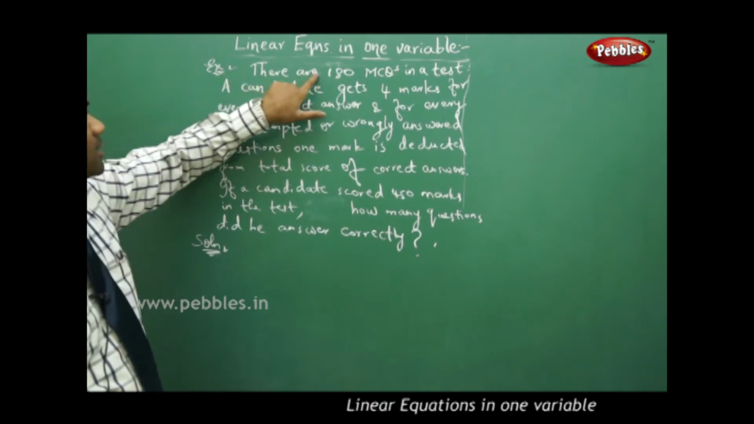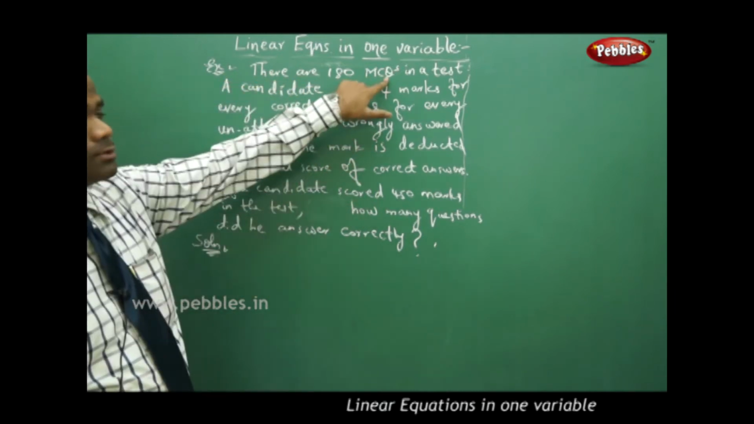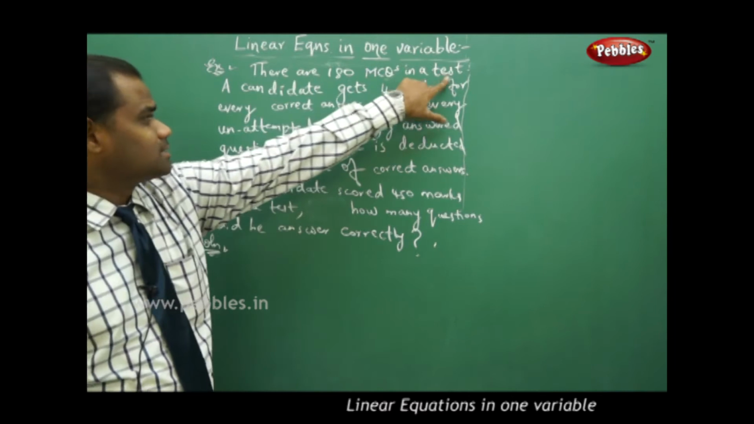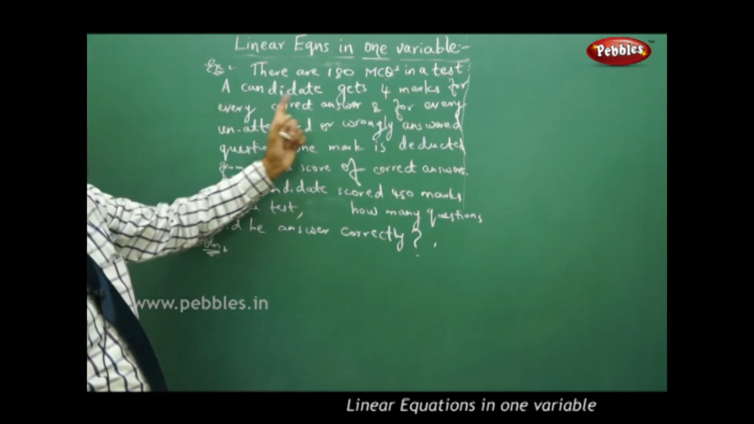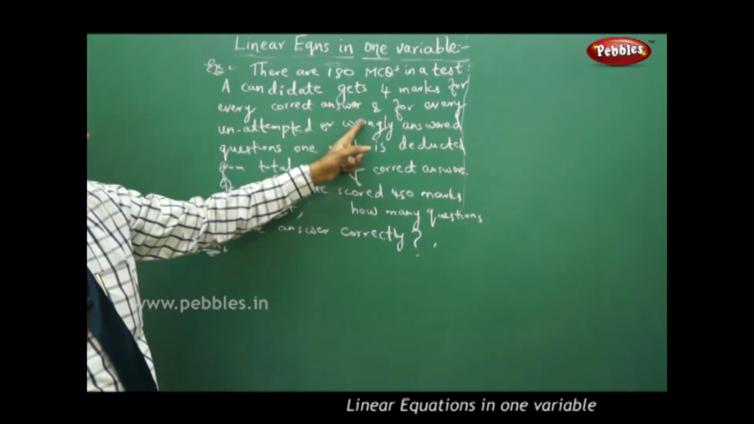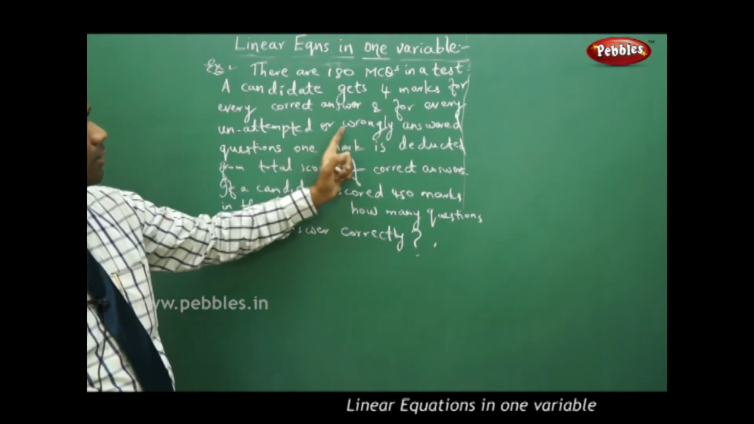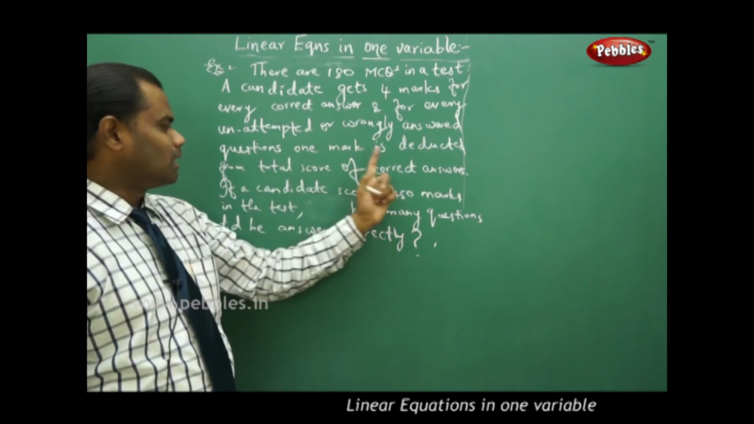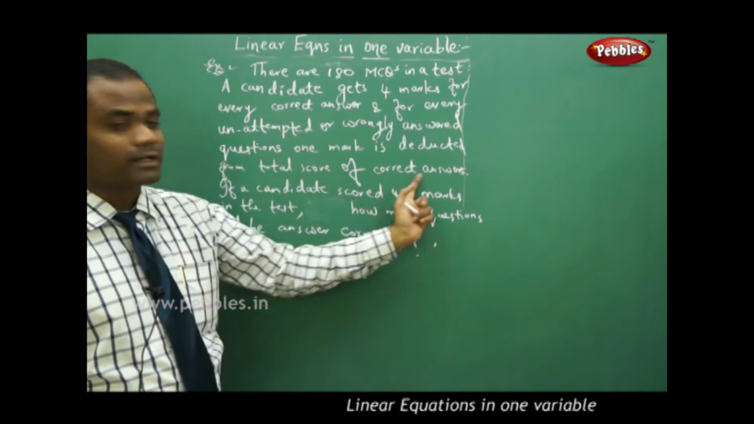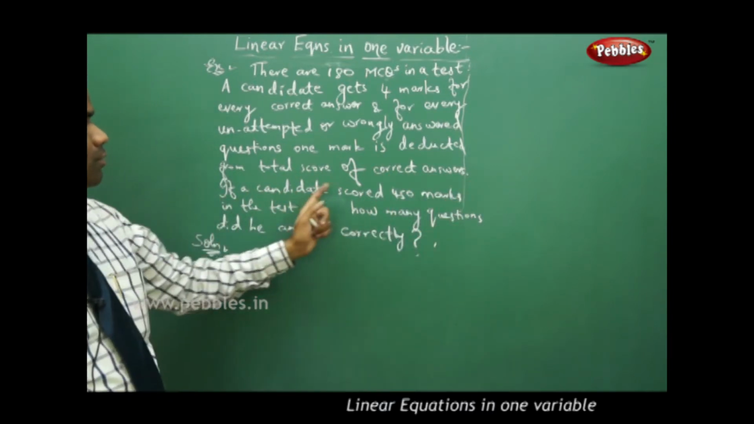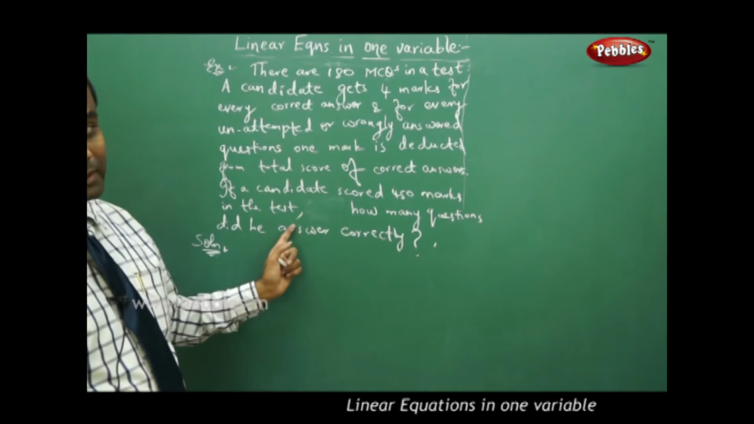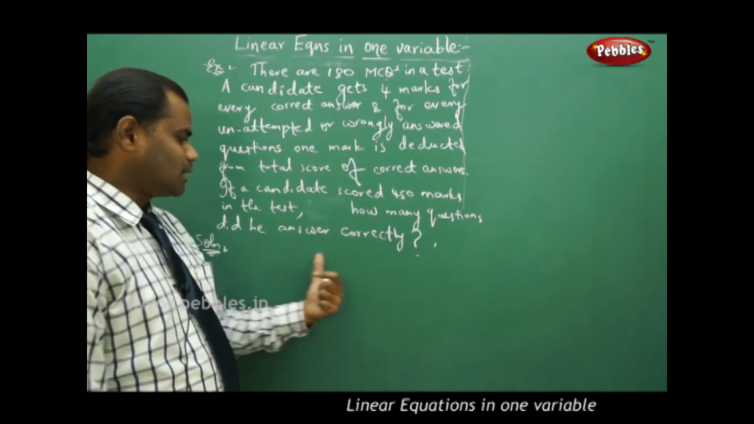The question says that there are 180 MCQs, the multiple choice questions, in a test. A candidate gets 4 marks for every correct answer, and for every unattempted or wrongly answered question, 1 mark is deducted from the total score of correct answers. If a candidate scored 450 marks in the entire test, how many questions did he answer correctly?